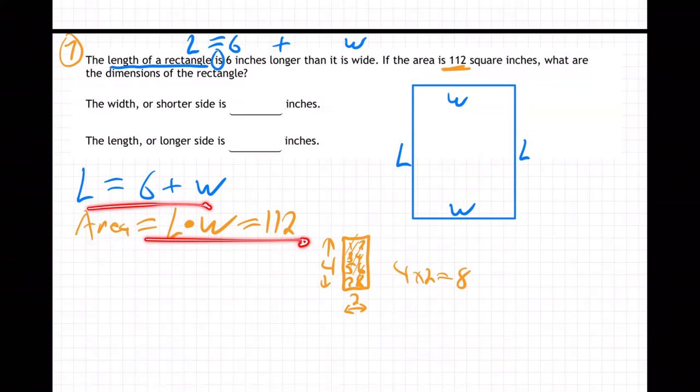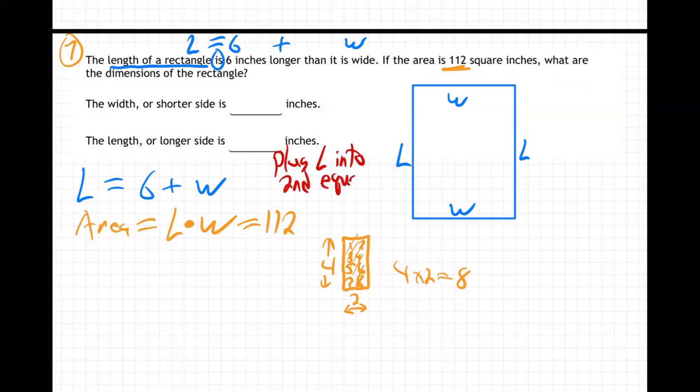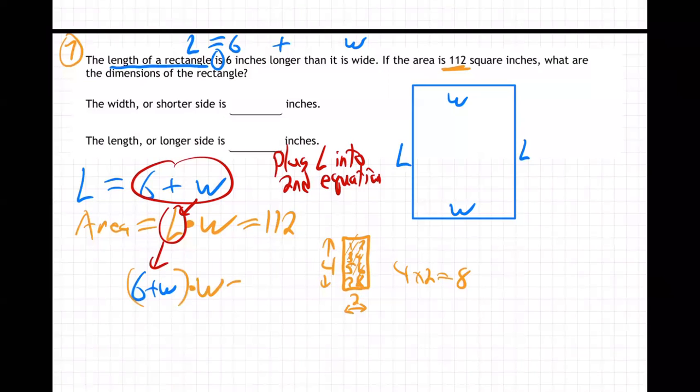Okay, so what do we do when we have two formulas, two letters? I'm going to plug in. Plug L into the second equation. So I'm going to grab this and plug it in right there. So this will become 6 plus W times W equals 112. Do you see what happened there? When you have two equations with two letters, you plug one equation into the other.